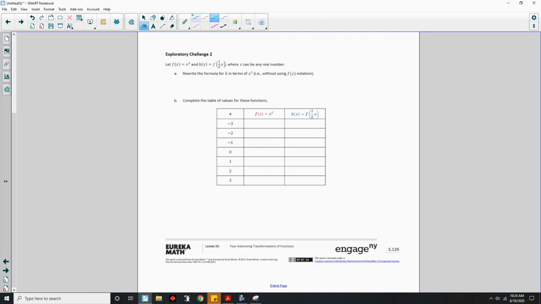Okay, so h of x equals f of 1/2 x. So what we're going to do is take this 1/2 x and put it right here. And when you do that, you also put it right here. So f of 1/2 x will equal that x squared, or this squared. So in other words, h of x equals (1/2 x) squared.